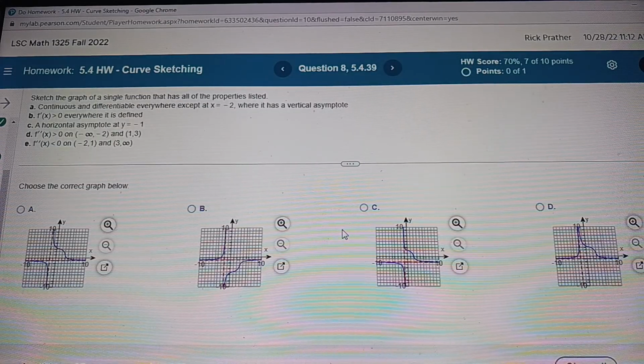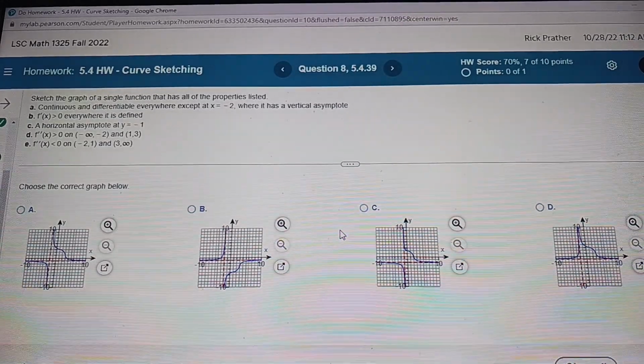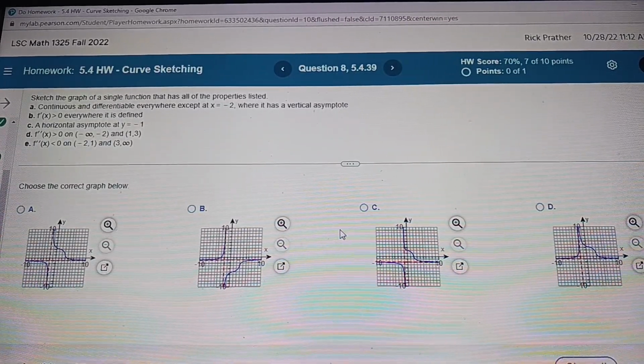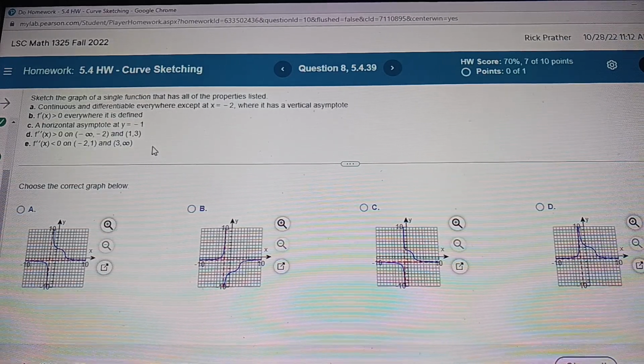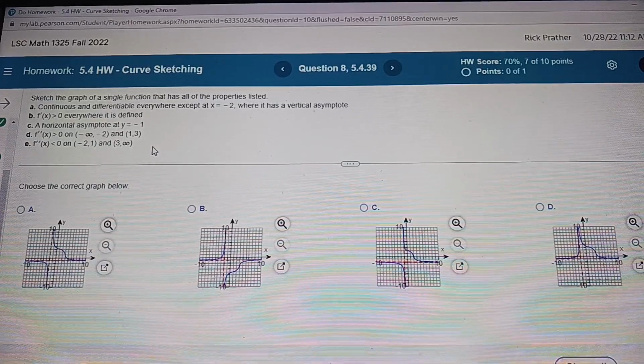Okay, the final three problems are different. They don't give you the original function, so there's no way to find the derivative and get all the increasing and decreasing and concave ups and downs. But basically what happens is they tell you some information. This is kind of like solving a mystery. They give you some basic information about the graph, and it's really just guessing and checking until you eliminate all the other graphs.